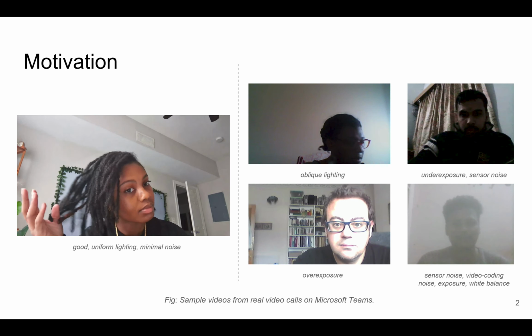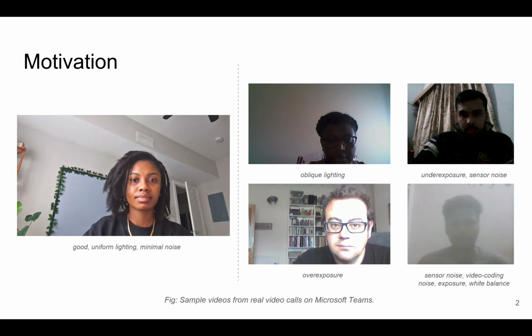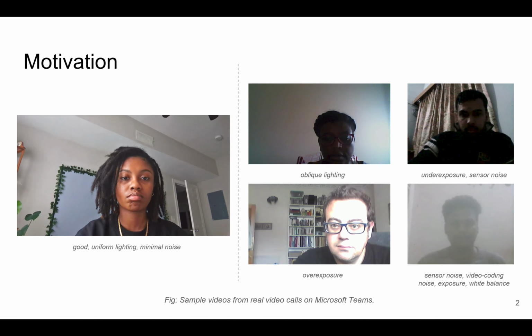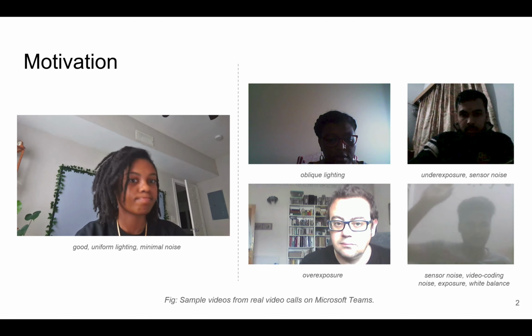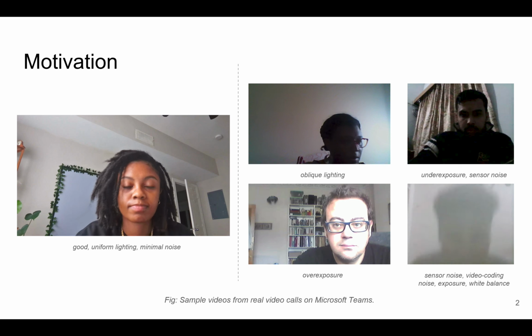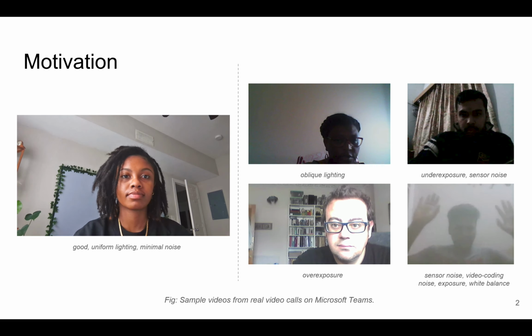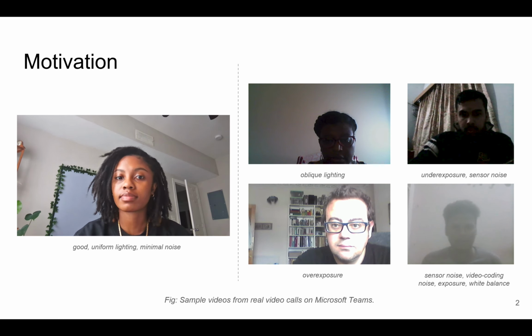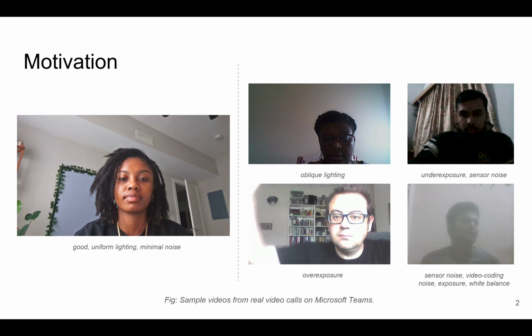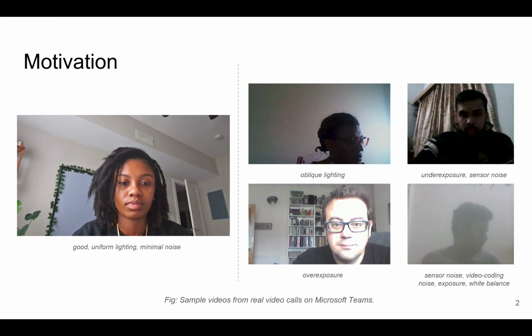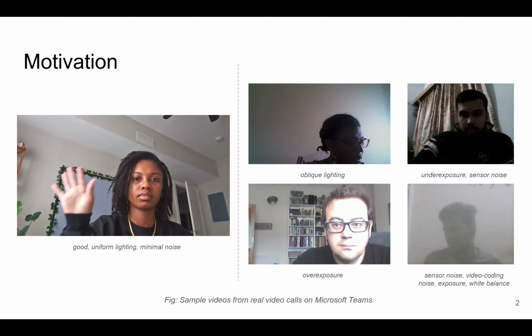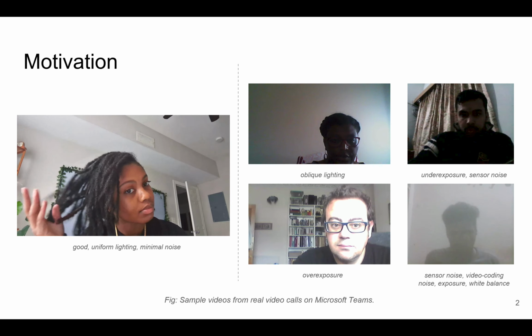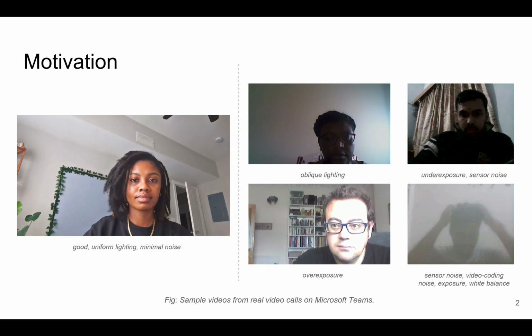First, let's look at the motivation. Here are some videos that we see on Teams, and I would say that for every video that has good uniform lighting with minimal sensor noise, we get at least four that have suboptimal lighting or poor quality camera or calibration issues. And this often leads to over or underexposed images, color shifts, and noticeable video noise and artifacts.